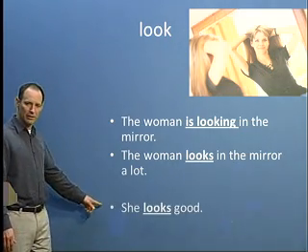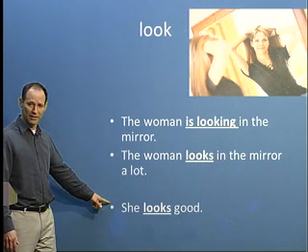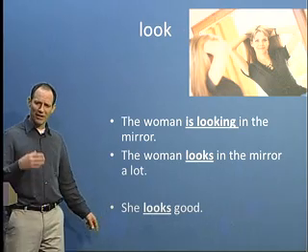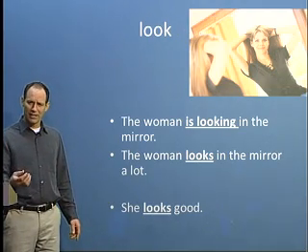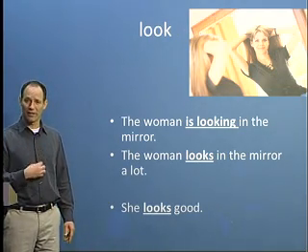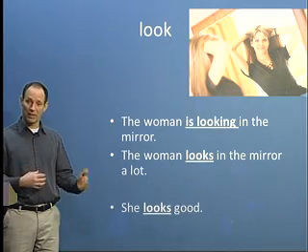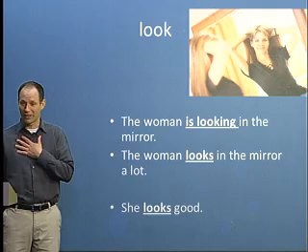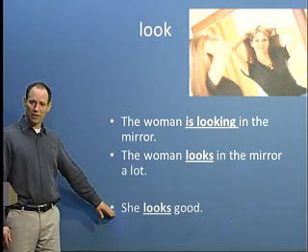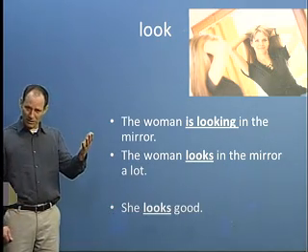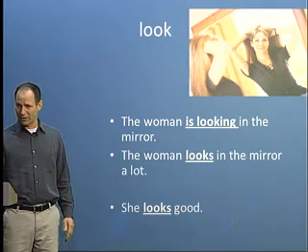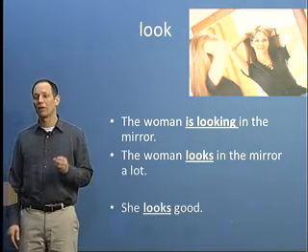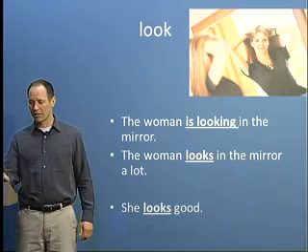So here, she looks good. In that situation, she is not doing the action. It's someone else's opinion. If I say she looks good, my opinion is she looks good. She's not doing the action of looking. I'm doing the looking. So if we're giving our opinion, she looks good, or that looks bad, or you look tired, in those situations, it's a non-action meaning. We would not use the progressive.